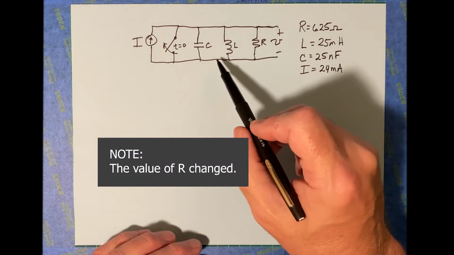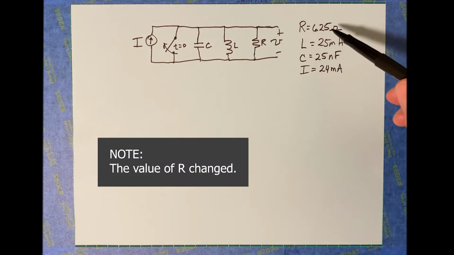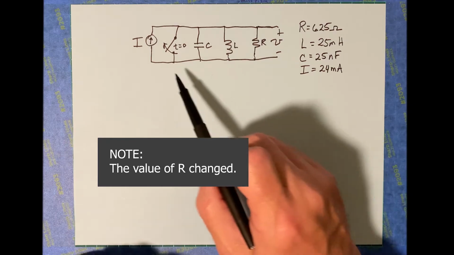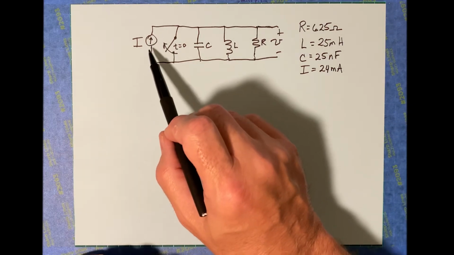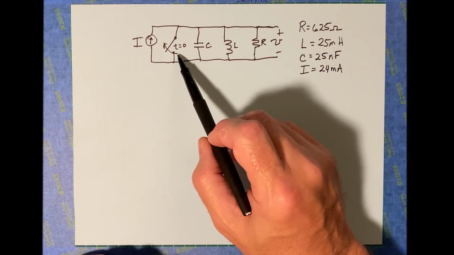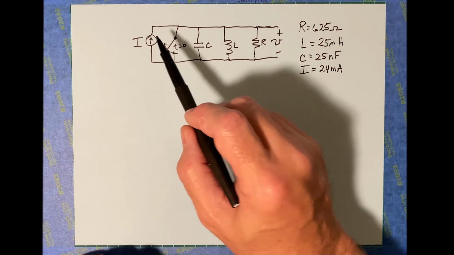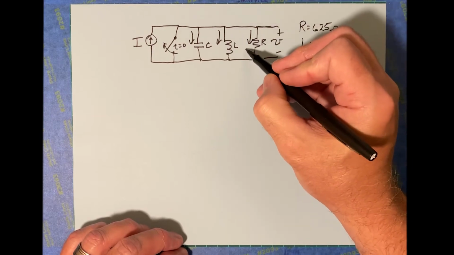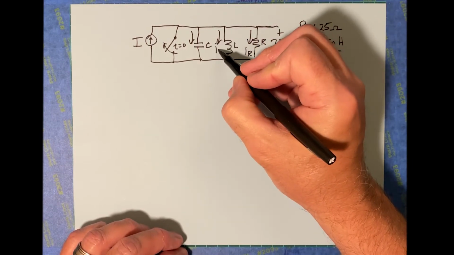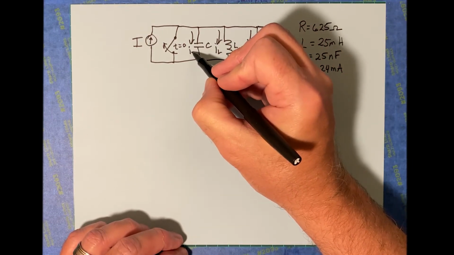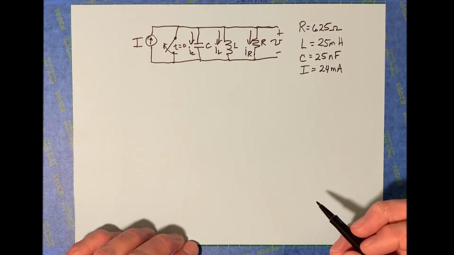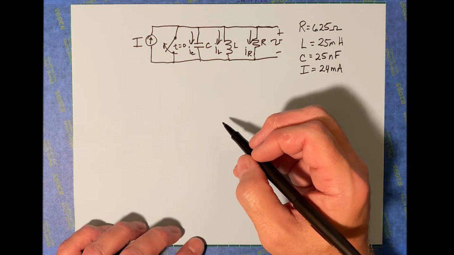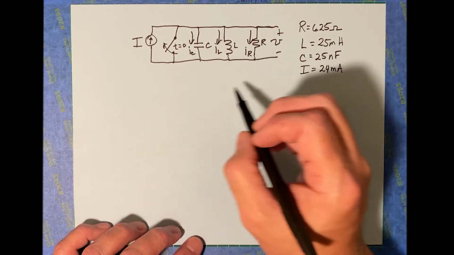Okay, we're going to solve this problem right here. This is parallel RLC. We've got these R, L, and C values, and we've got this source current over here. At t equals 0 is when that switch is thrown, and that's when currents begin to flow through all of the elements here. That's I sub R, this is I sub L, this is I sub C, like that. Okay, let's do our computations and work our way through this.